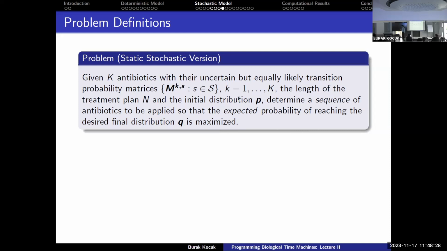Of course, this is not the only way we can measure. But this is the easiest. And you will see some consequences.